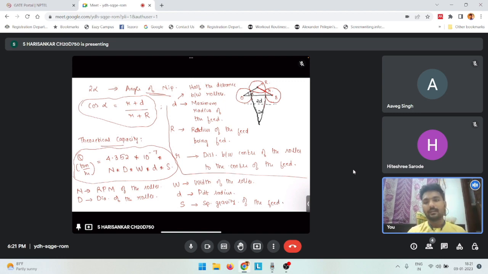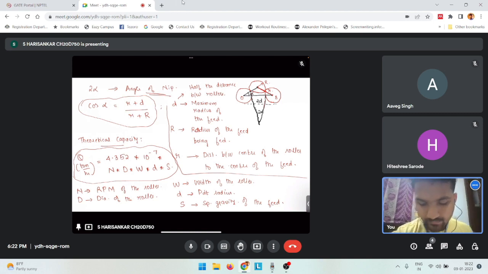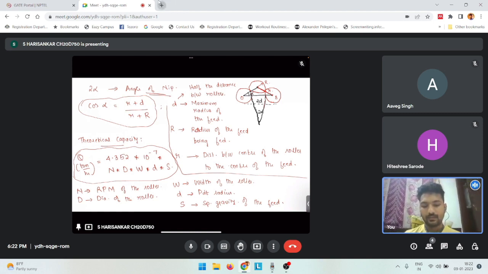So this is just another extra relation that you can use for theoretical capacity of roll crusher, right? So these are the basic things with regards to roll crushers. Then there is the next equipment, which is the ball mill.